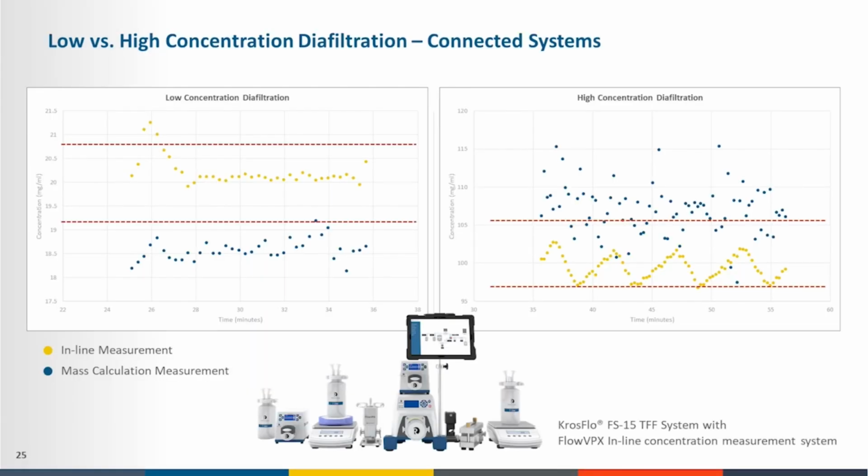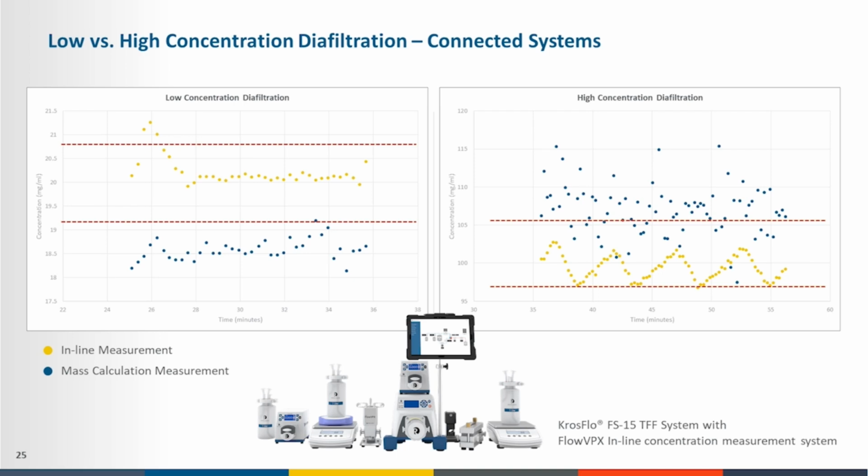So knowing this, in our internal labs, we decided to make an automated UFDF system ourselves. We took the FlowVPX and connected it to the new Repligen FS15 TFF system. There we connected the KFCom software to our Viper software, and we automated the process based on concentration.